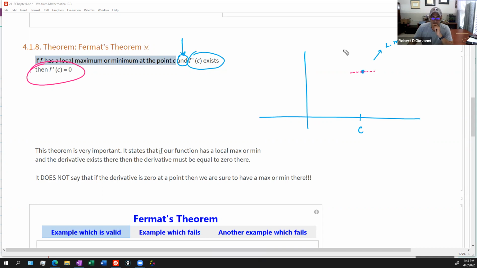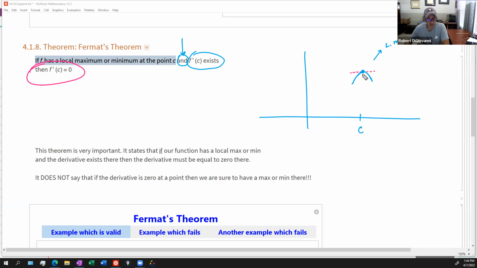So that means the graph probably looks something like this, right? It's a local maximum, so that point's higher than all the other ones. And the derivative exists here, which means we don't have a cusp or a corner, and there's no breaks or jumps, so it's going to have to look like the top of a hill.